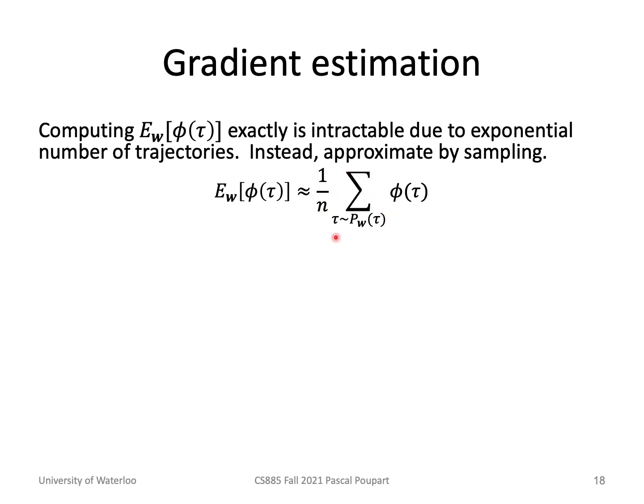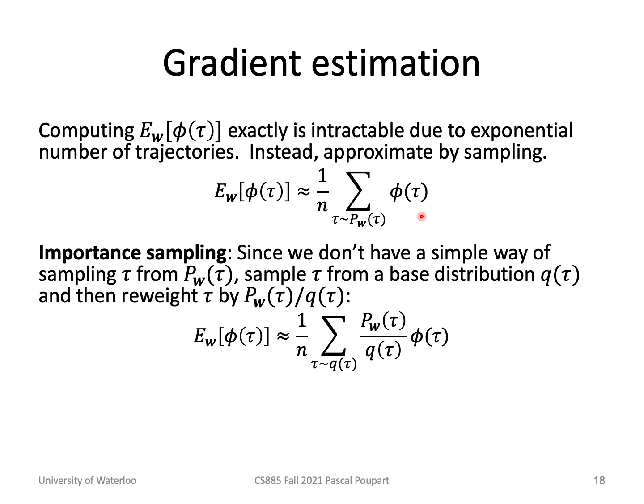So here what we could do is just sample some trajectories from our distribution P of tau and then take the average of the resulting feature vectors. The problem with doing this is that we may not have a simple way of sampling from the distribution P of tau. So in most cases, in fact, this will not be possible.